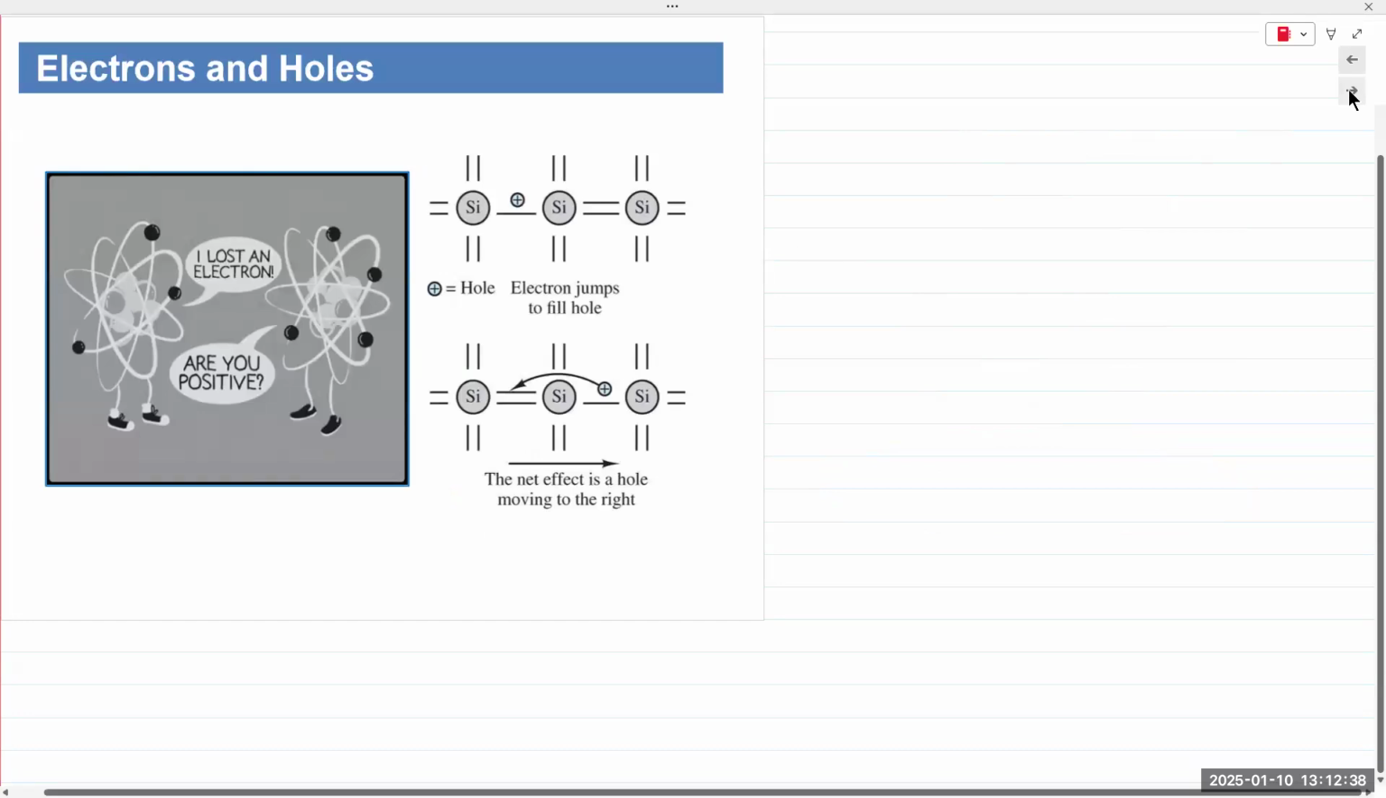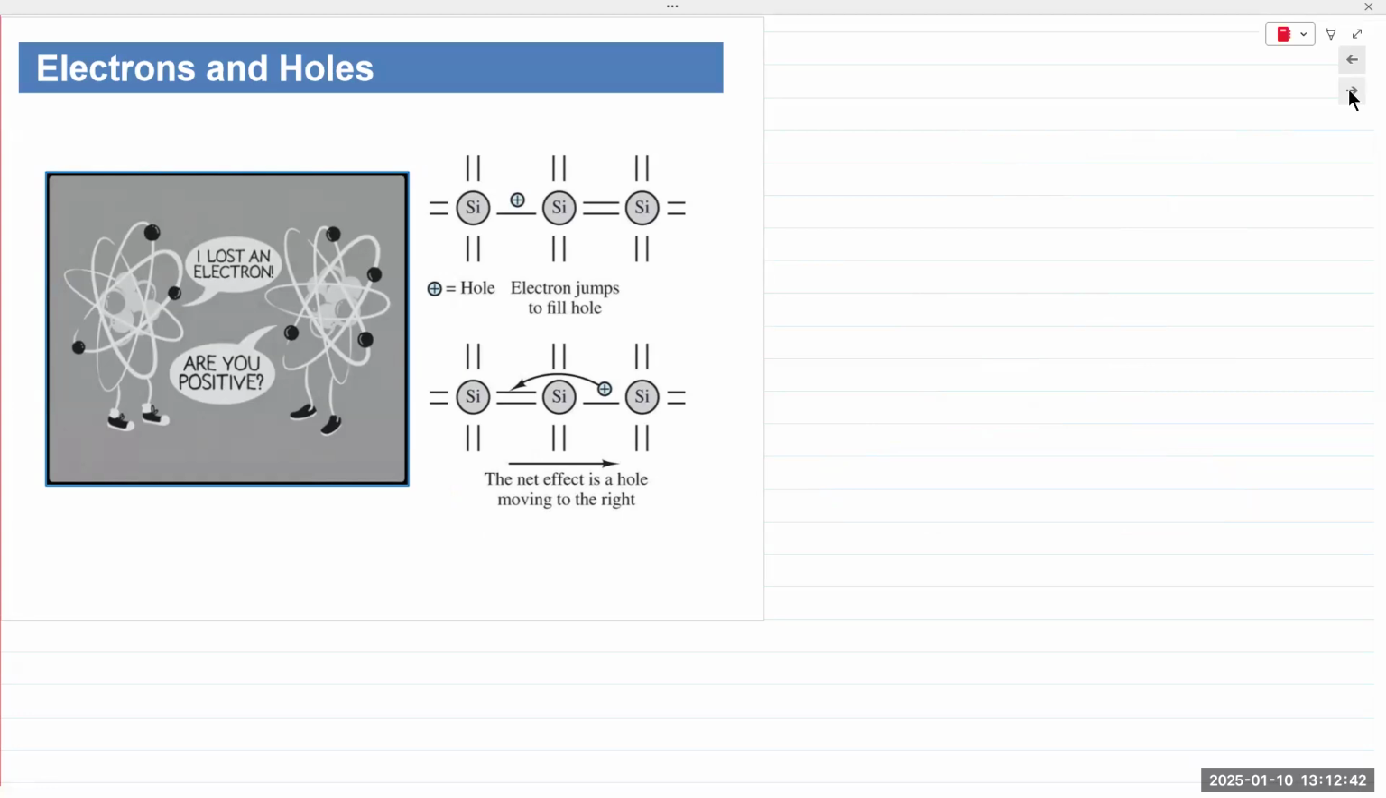So if an electron moves out, what happens? When an electron moves out, it leaves behind an empty spot. You have an electron, it breaks a bond because of acquired thermal energy, and once it moves out, it breaks that bond and leaves behind an empty spot. That empty spot is a hole. They couldn't come up with a better word, so they used a hole.